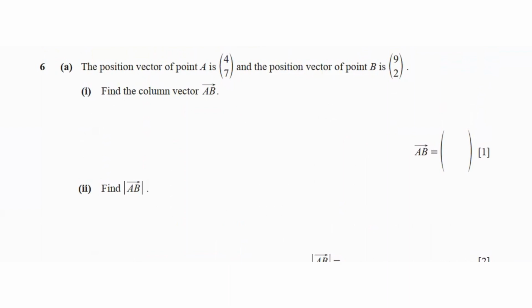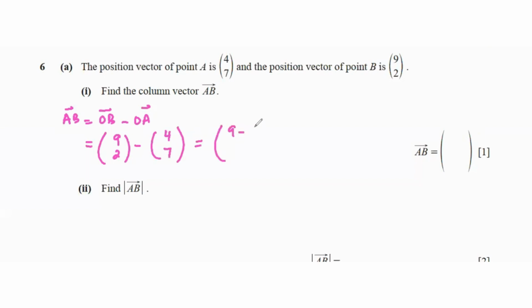Question 6 is the position vector of point A is 4, 7 and position vector of point B is 9, 2. Find the column vector AB. So AB is going to be OB minus OA. So that's going to be 9, 2 minus 4, 7. 9 minus 4, 2 minus 7, which is 5 and -5. That is your column vector for AB.